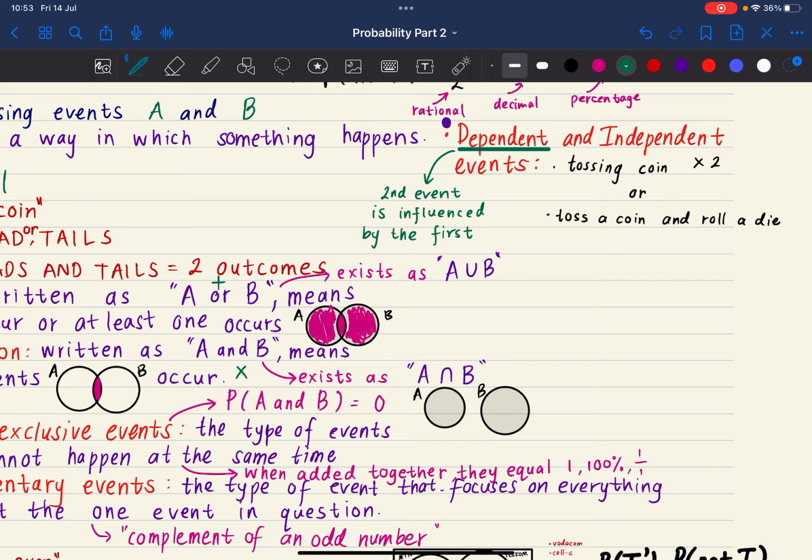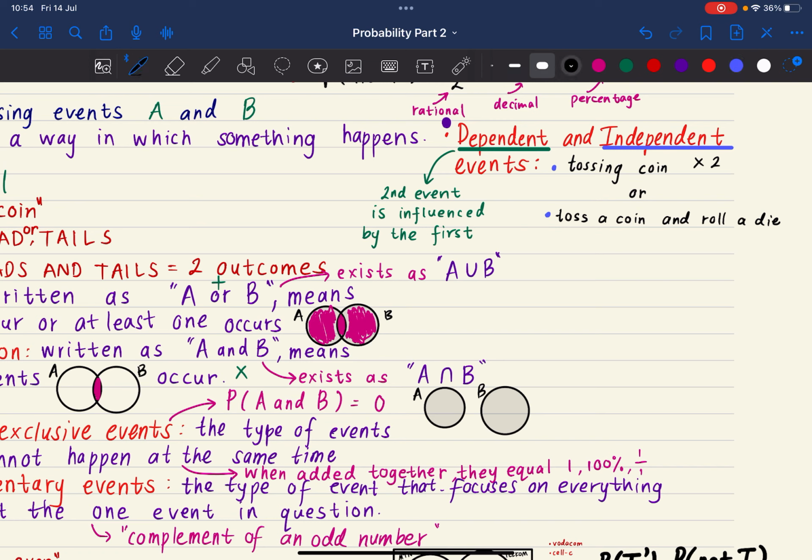Now, if the second event is not influenced by the first, like these two examples that I've given here, these two examples are both independent events, in that when I'm tossing the coin the second time, I still have the same amount of outcomes and I still have the same probability. So if I toss a coin the first time, my probability of it landing on tails is 1 over 2. If I toss a coin a second time, the probability of landing on heads is 1 over 2.